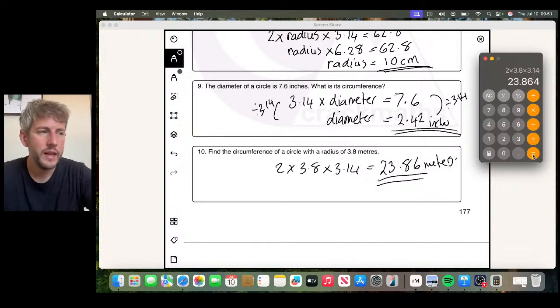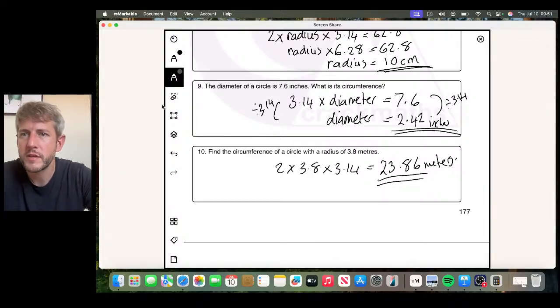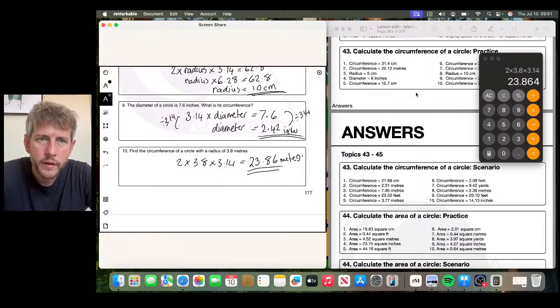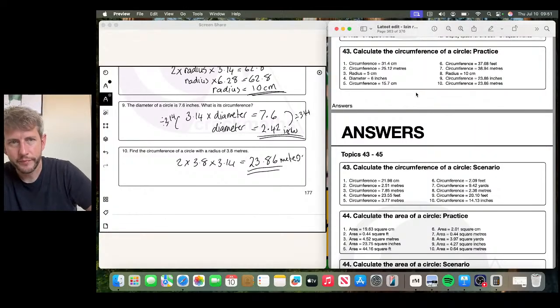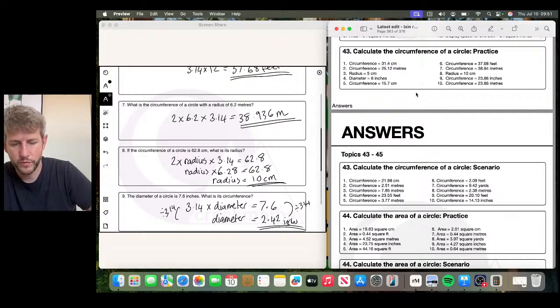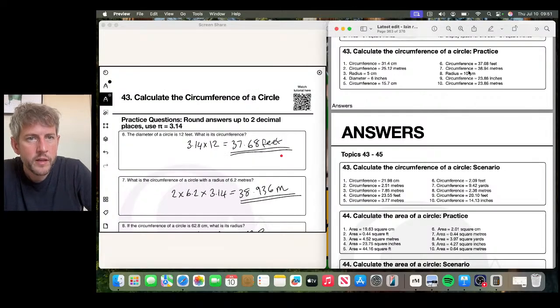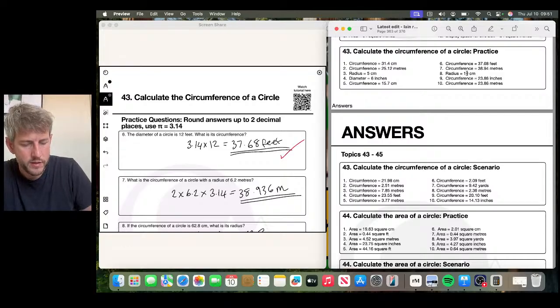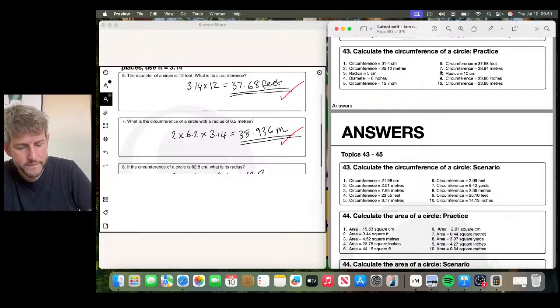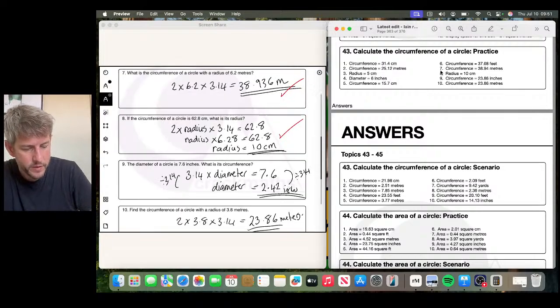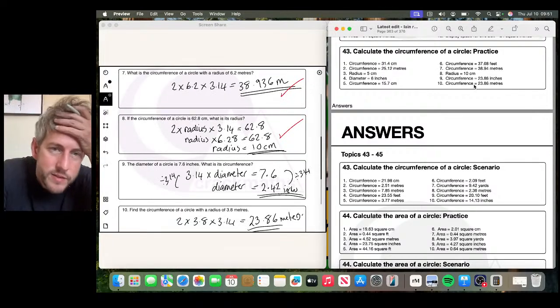Okay, right, let's get this bit marked. If I minimize this, I can see the answers again, and then here we go. So we've got the first bit here is 37.68. Then we've got 38.94. Perfect. Then we've got 10. Yep. Then we've got... Oh, are these two the same? 1 second.